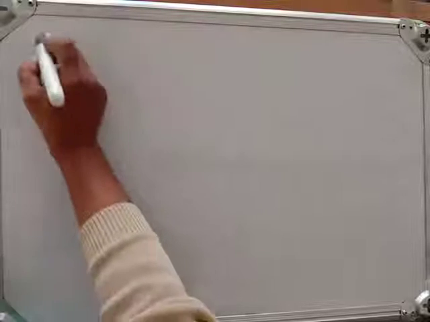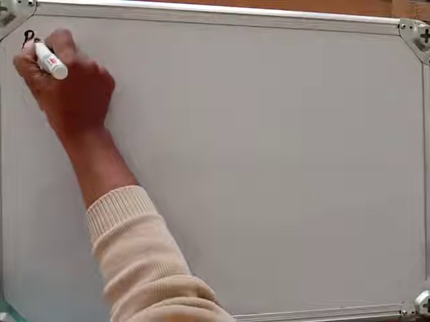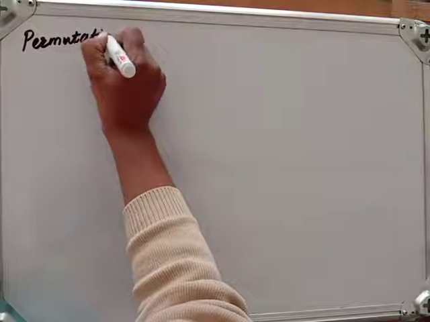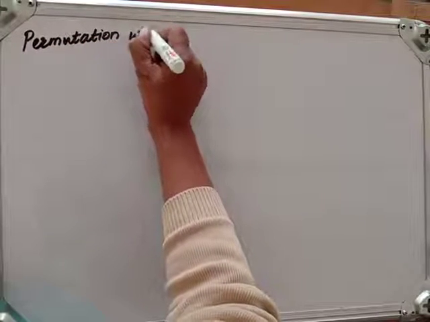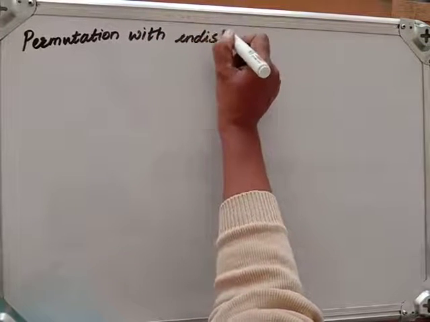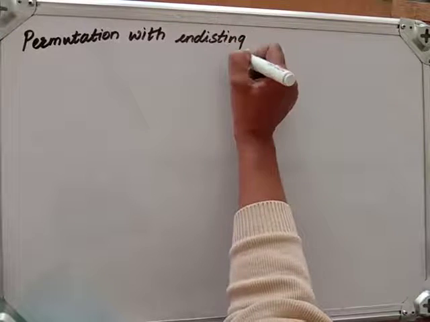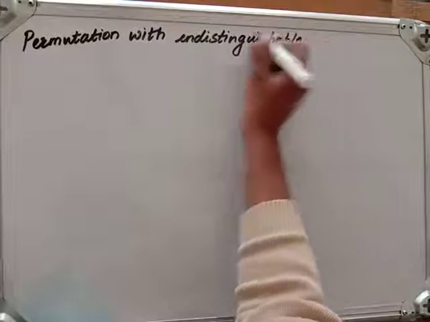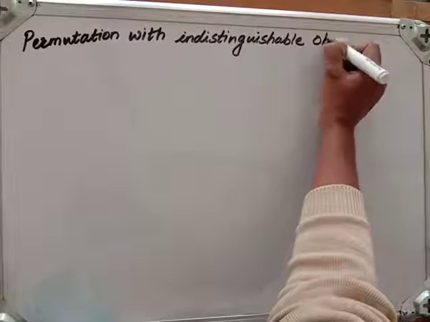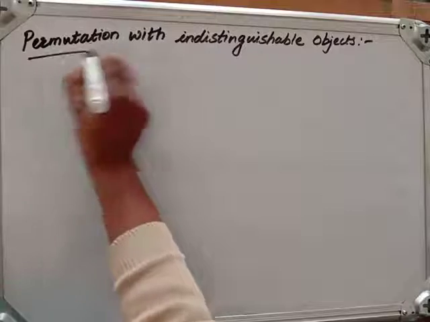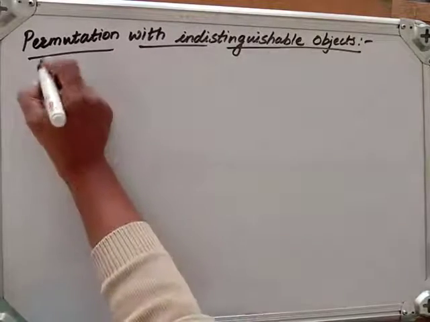Hello students, now in this video let us see the permutation with indistinguishable objects. Indistinguishable objects. So now there is one theorem.